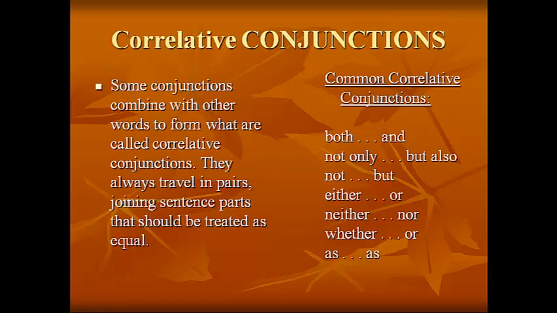Correlative conjunctions. Some conjunctions combine with other words to form what are called correlative conjunctions. They always travel in pairs, joining sentence parts that should be treated as equal. Common correlative conjunctions, for example: both, and; not only, but also; not, but; either, or; neither, nor; whether, or; as.